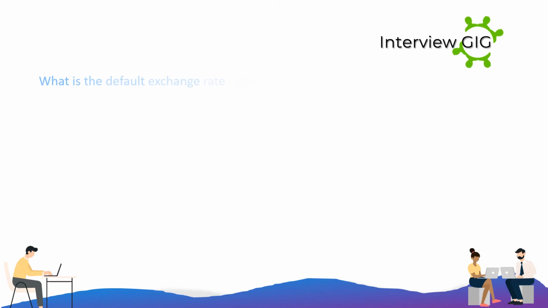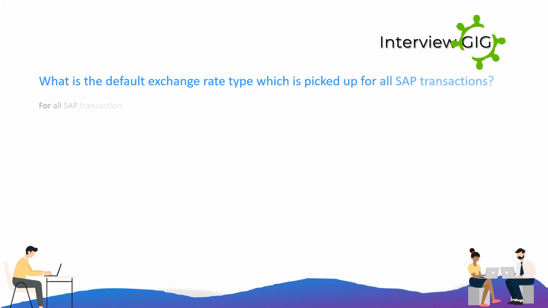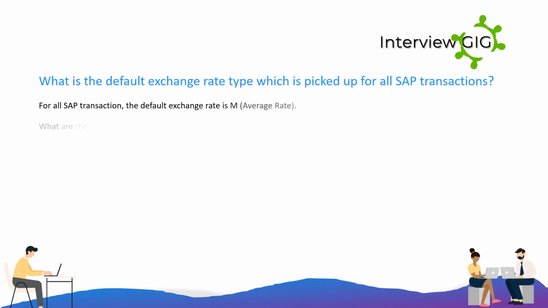What is the default exchange rate type which is picked up for all SAP transactions? For all SAP transactions, the default exchange rate is M, average rate.